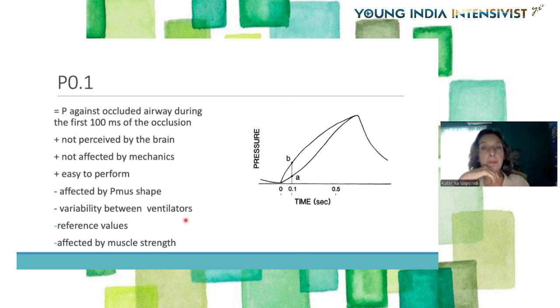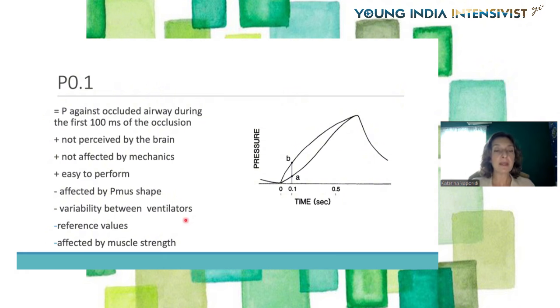And let's come to the most commonly used index of respiratory drive in critically ill patients. It is available in most ventilators: the P0.1. The pressure generated against an occluded airway during the first 100 milliseconds of an occlusion. It has the benefit that it is not perceived by the brain, not affected by mechanics, and easy to perform.